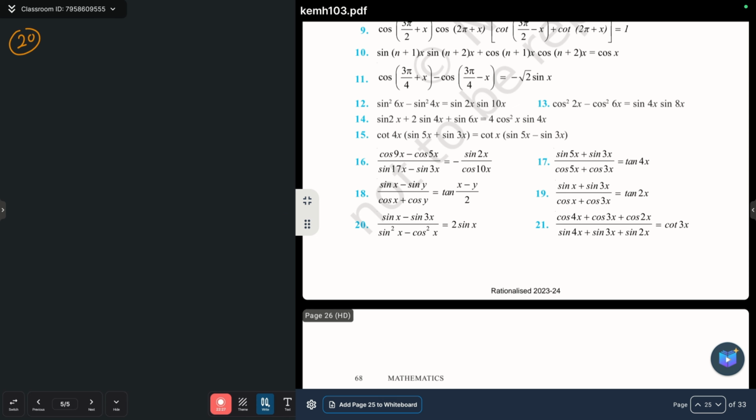Now question 18. What is the left hand side? Sin x minus sin y upon cos x plus cos y. See, sin upon cos means tan. Again in the numerator you can apply sin C minus sin D, and in the denominator cos C plus cos D. Write the formulas again.